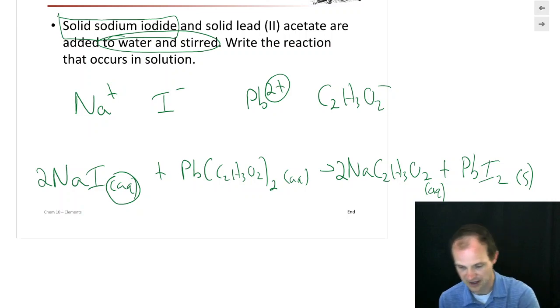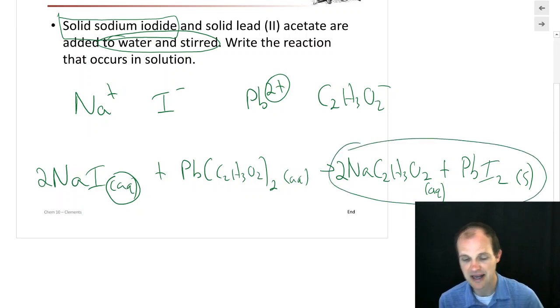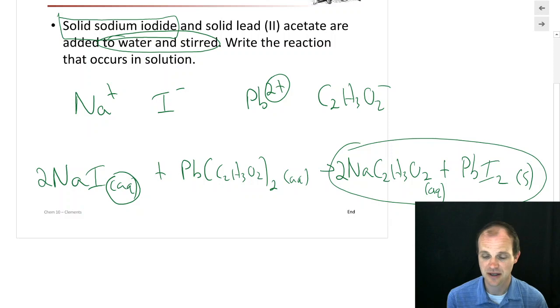But we have to write this at the end. We've got an aqueous sodium acetate because it's in water, and we've got a solid lead 2 iodide because it's on our solubility tables. These are complicated reactions. You're just going to figure it out by practicing a bunch of them.